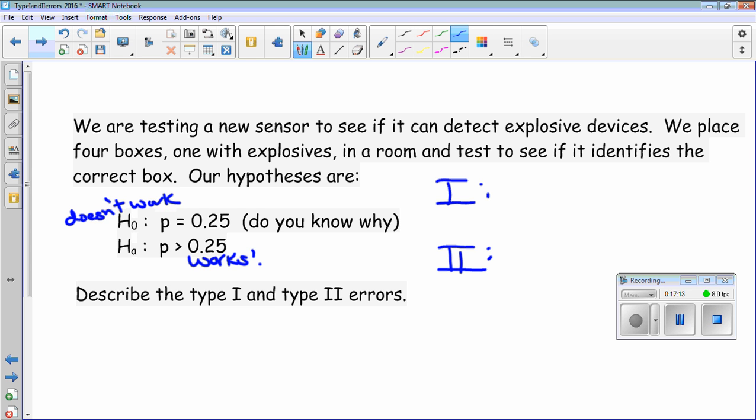All right, so type 1 would be what, Matthew? We reject the null. So we reject that it doesn't work, right? But it actually is true, right? So what does that mean? We reject that it doesn't work. So we're saying it works, but it doesn't work. Right, we say it works, but it doesn't work. Okay?